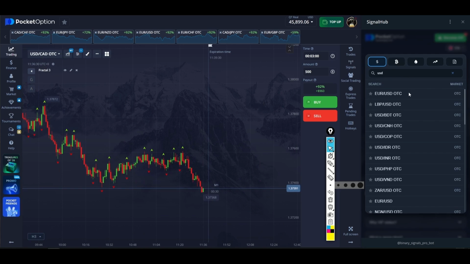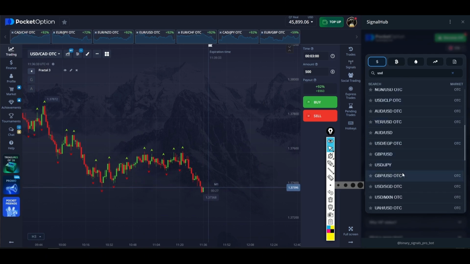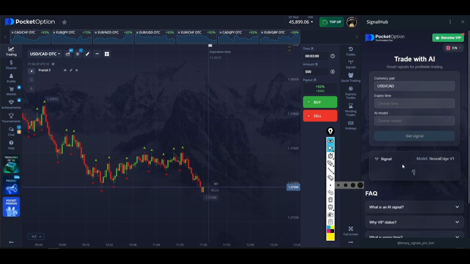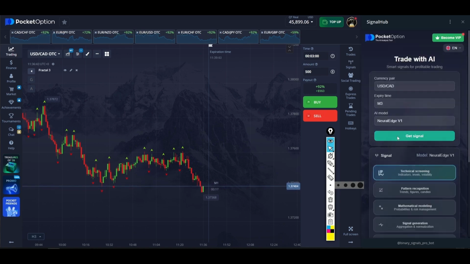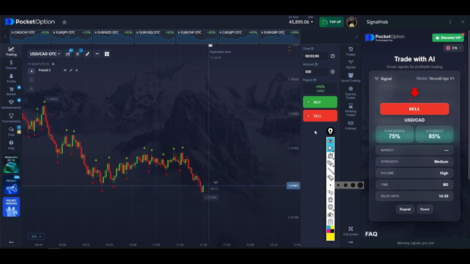There's a solid setup on the US dollar versus the Canadian dollar. At least, I like how it looks. I find the pair in the bot, and from here, everything follows the usual routine. Let's wait for the bot's signal. It generates a sell entry, so I enter the market. Now let's see how this trade closes.